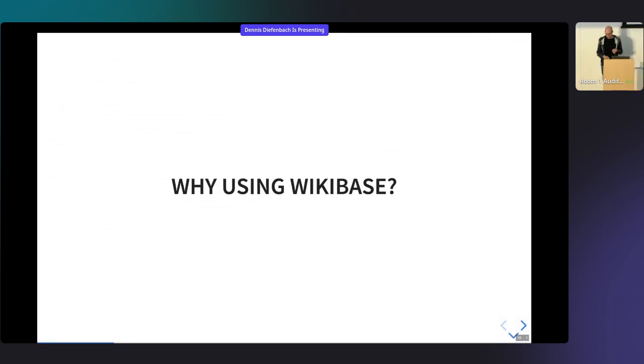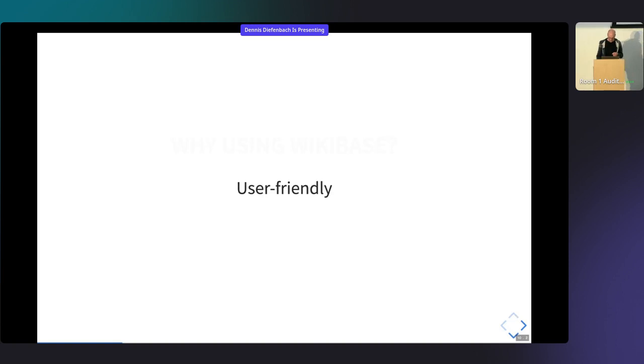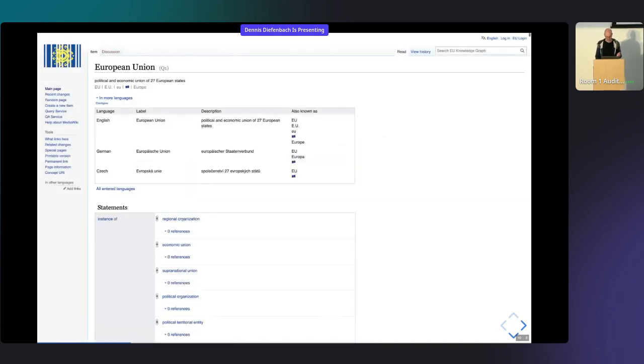So I already said that Wikidata is a very powerful knowledge graph. And so this could be a good reason to use Wikibase as an infrastructure, but there are a couple of other arguments that I would like to bring. First of all, Wikibase is user-friendly. This is now the entity Q1 in the EU Knowledge Graph. It's the European Union. I mean, it's a graph about the European Union, so Q1 should be the European Union.